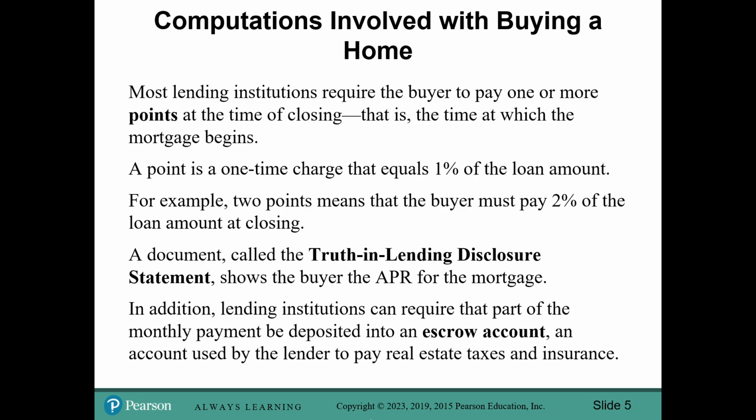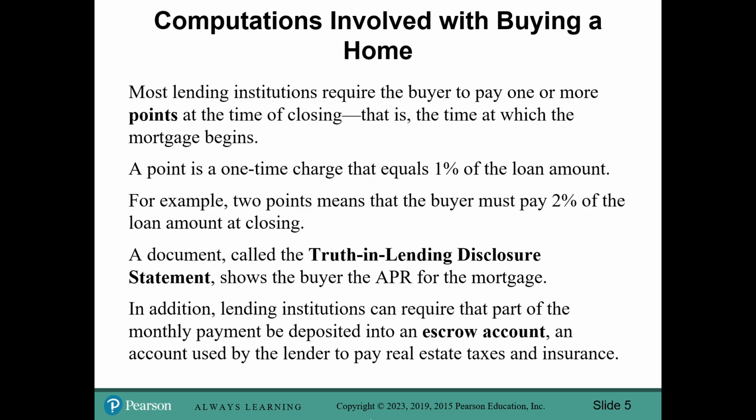So, let's look at the computations involved with buying a home. Most lending institutions require the buyer to pay one or more points at the time of closing. That is, the time at which the mortgage begins. A point is a one-time charge that equals 1% of the loan amount. For example, 2 points means that the buyer must pay 2% of the loan at closing.